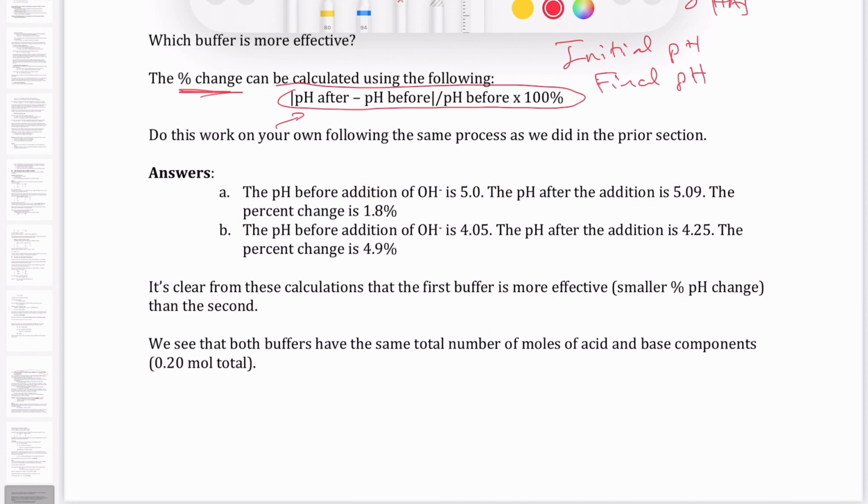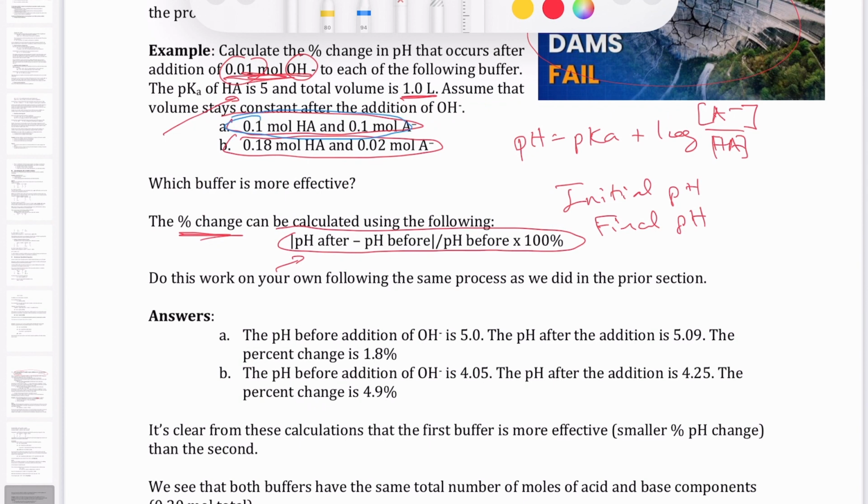So if you were to calculate it for this first buffer, the one right here, 0.1 mole HA and 0.1 mole A minus, before you add the OH minus, the buffer should have a pH of 5. After you add the OH minus, the buffer would have a pH of 5.09. So if you have those two numbers, you can calculate your percent change, and that ends up being 1.8%. So for that buffer, there's that much change in the pH value.